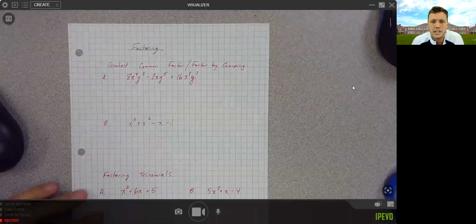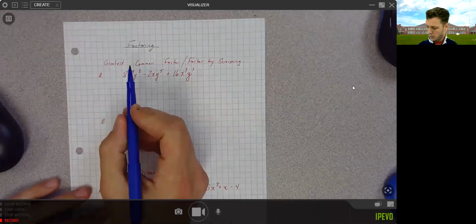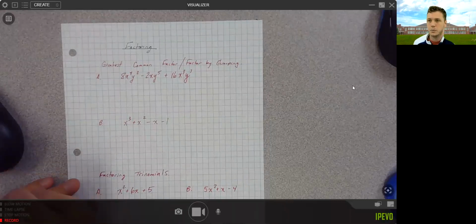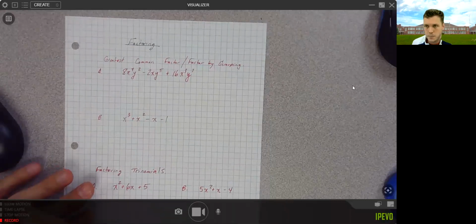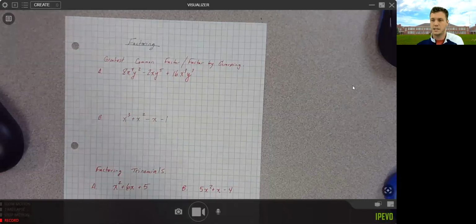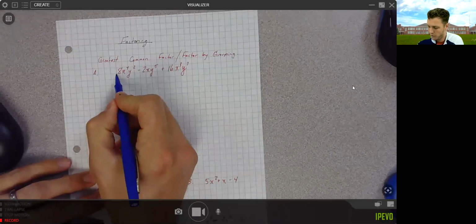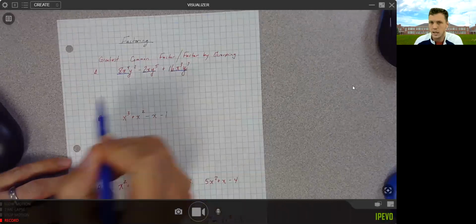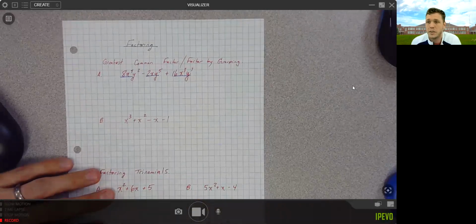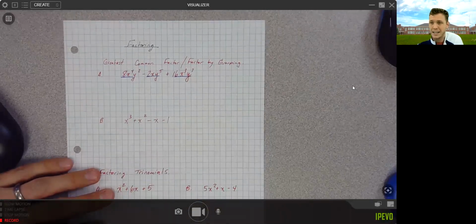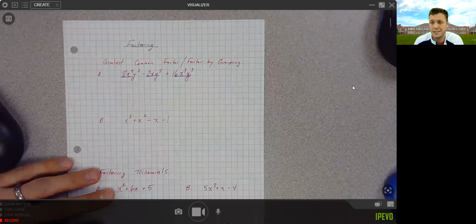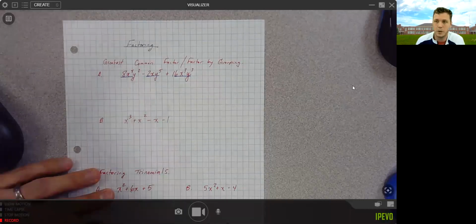Right. So greatest common factor. Basically, what we're doing is we're looking at all of the different terms. And remember, terms are separated by addition and subtraction. So here we have 3 terms, and we're looking for something that is the same, something in common that we can divide all 3 by.